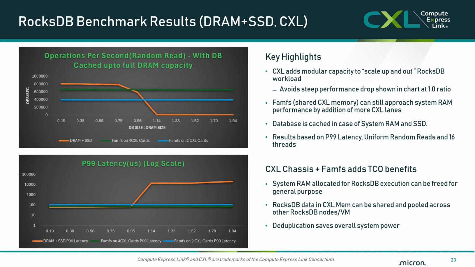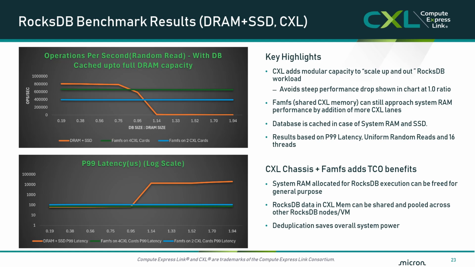And we gradually increased the database size from less than the system memory size to almost 2x of the system memory size. So when the database size was more than memory size, only part of the DB was cached in system memory, whereas in FAMFS and shared memory, the entire database was available at memory speed. So because of cache misses, when the database size increased, the performance dropped. The performance and the latency were very badly affected. And this was not the case for FAMFS, as the entire database was in shared memory.